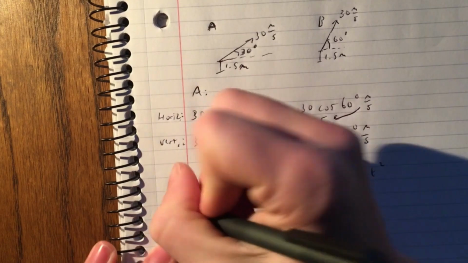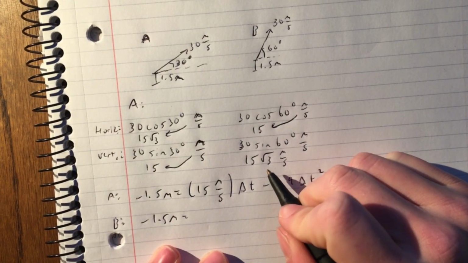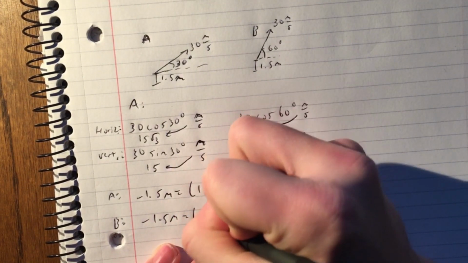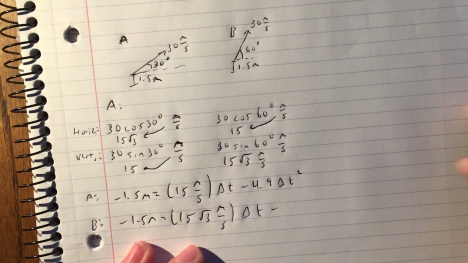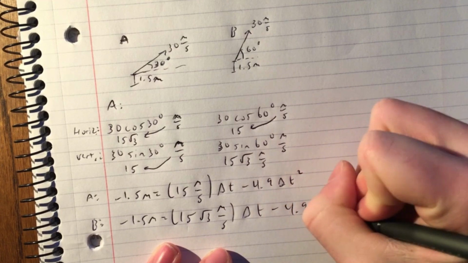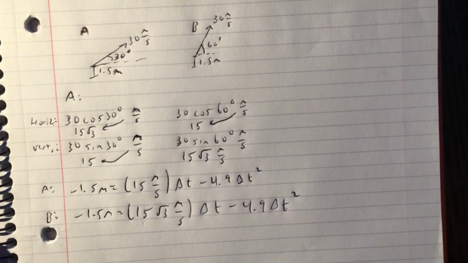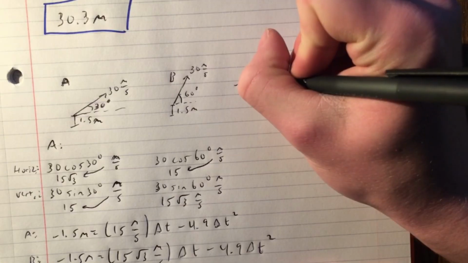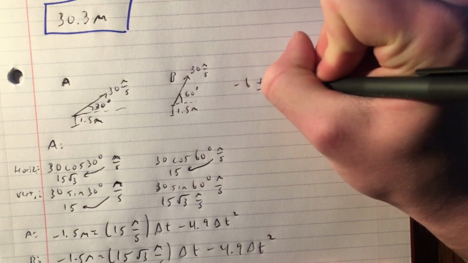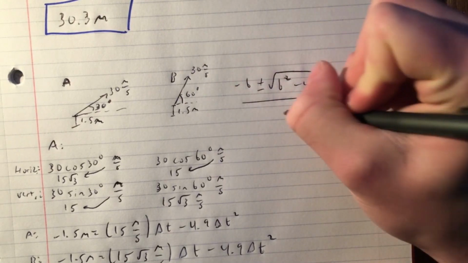And we repeat the same process for B. So B is negative 1.5 meters equals, and then remember for B, the vertical velocity is 15 times the root 3 meters a second. 15 times square root 3 meters a second, change in time, minus, and then same as A, negative 4.9, change in time squared. So now we use the quadratic formula to solve these. Negative b plus or minus the square root of b squared minus 4ac all over 2a.